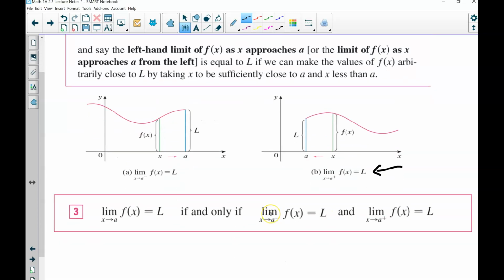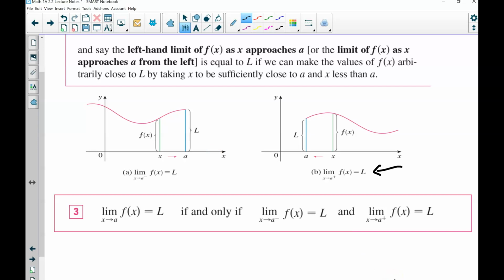So the definition states the following. Now, this is an important definition. As x approaches a, the limit of the function is equal to L if and only if the limit as x approaches a from the left of f of x is equal to L and the limit as x approaches a from the right of f of x equals L.